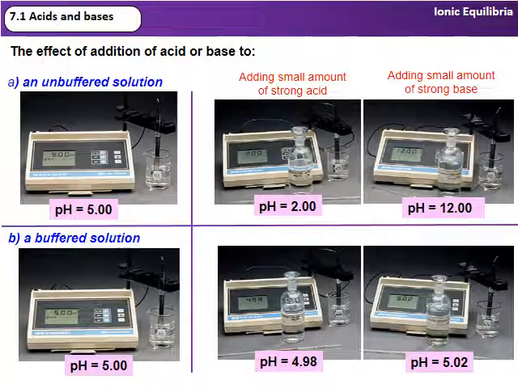For a buffer solution at pH 5.0, when a small amount of acid is added, the pH slightly decreases to 4.95. And when a small amount of base is added, the pH slightly increases to 5.02. We can conclude that since the change in pH is very small, the pH is not much affected.